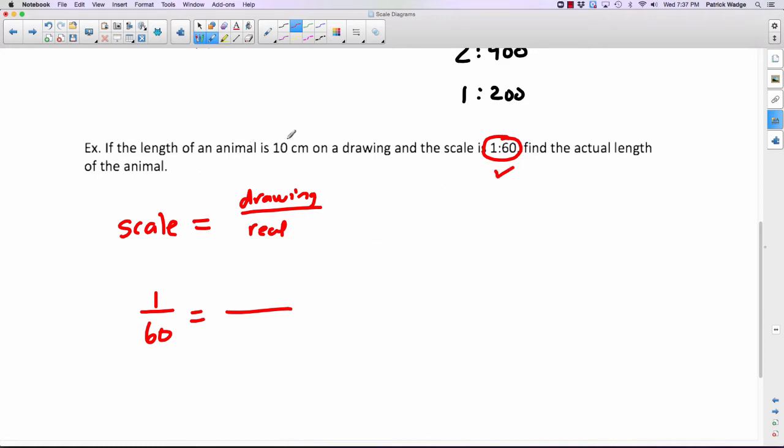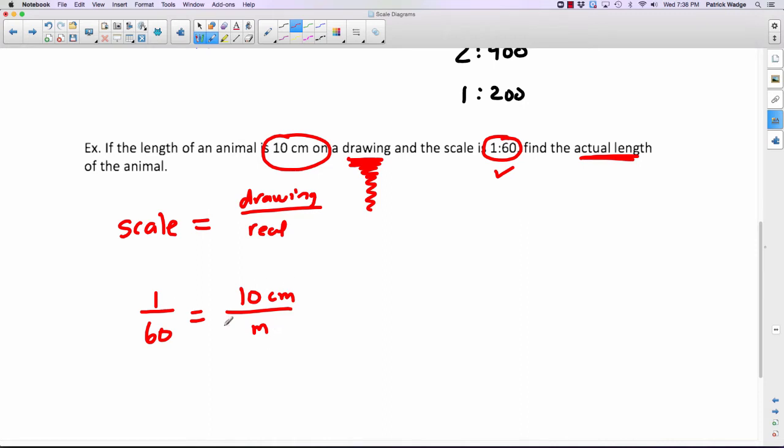We've used that. We have one other number here, this 10 centimeters. Is that from the drawing or is that from the real life? If the length of an animal is 10 centimeters on a drawing, oh, the 10 centimeters is the drawing. So where it says drawing, I should put 10 centimeters. And what I want to know is what's the actual length? What's the real length? So this is the thing I don't know. I'm going to call it m, I suppose. And we got to figure out how much that is.